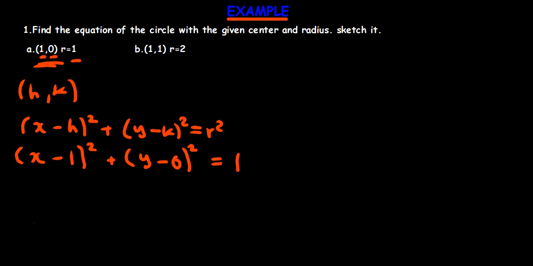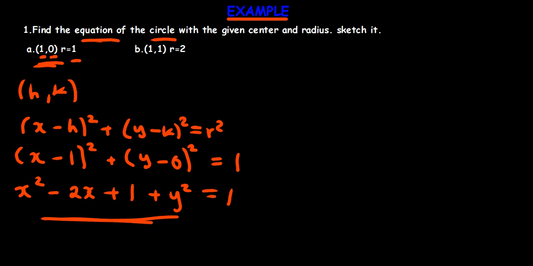So I can expand this, since they're asking me to find the equation of the circle. When I expand this, I will get x squared minus 2x plus 1, and this is 0, so I only have y squared here, plus y squared is equal to 1. So this is the equation of this circle, the first part of the equation. This is how you find that equation.